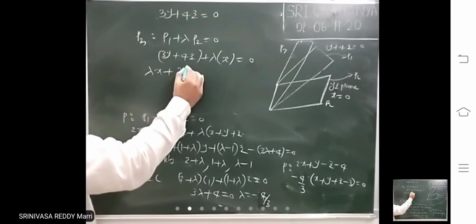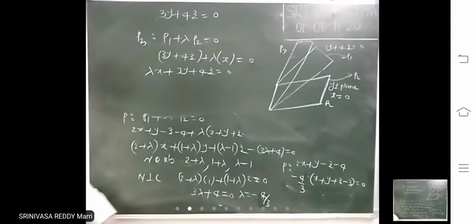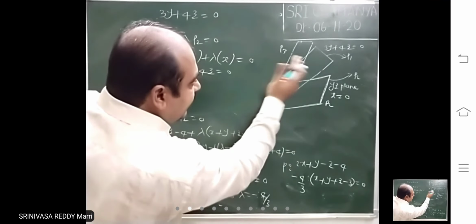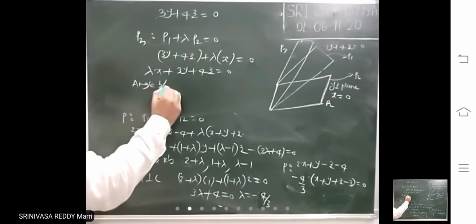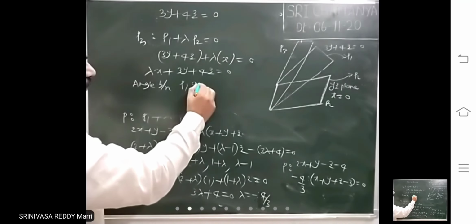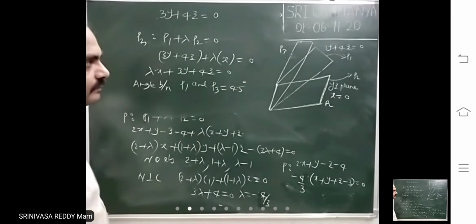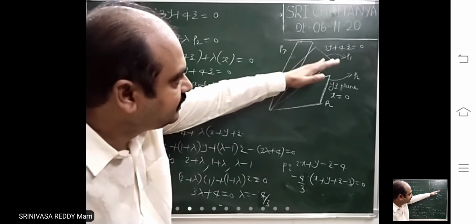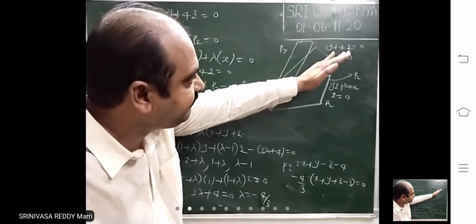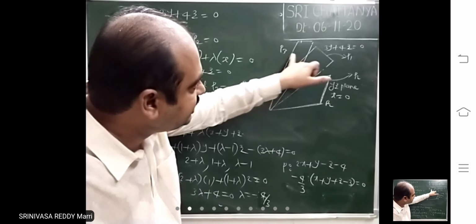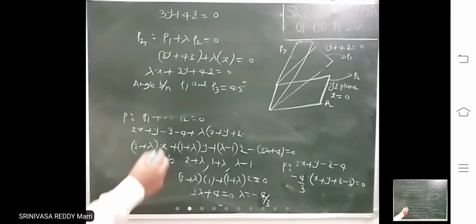Lambda x plus 3y plus 4z equal to 0. How is this plane rotated through an angle of 45 degrees? That means the angle between the P1 plane and the P3 plane is 45 degrees. P1 is rotated such that the new position of P1 is P3. P2 is not changing, no? That means the angle between the old paper and the new paper is what? 45 degrees. That means the angle between P1 and P3 is 45 degrees.